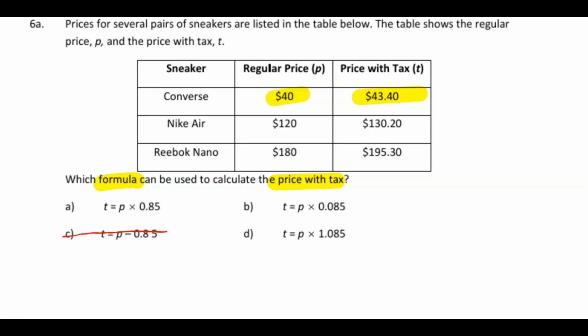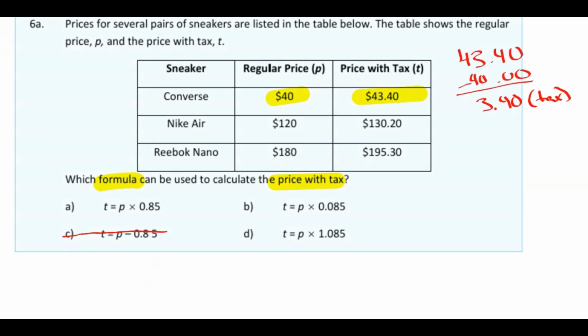So let's check one of the values. Alright, the regular price is $40. The price with tax is $43.40. To find the tax amount, what we want to do is we can subtract the values. When we subtract the values, we see that, okay, that gives us about $3.40. Now we need to find the tax rate. So as a reminder, $3.40 is our tax.